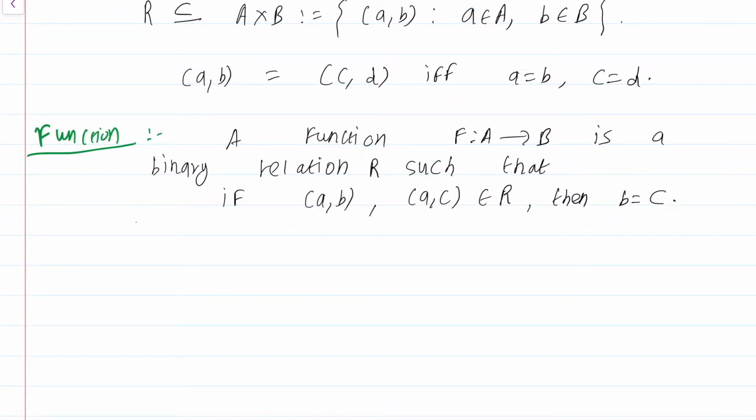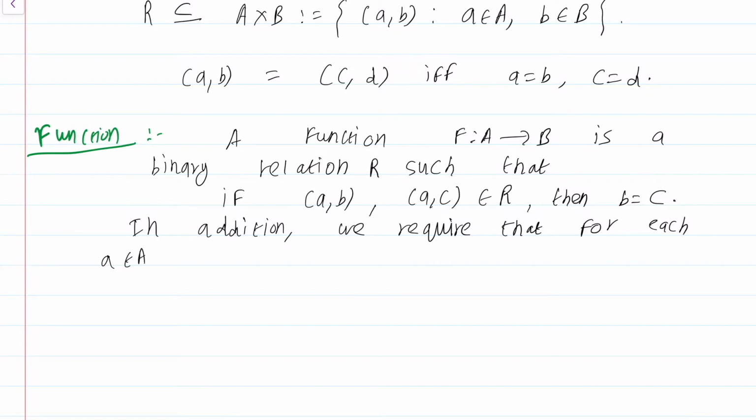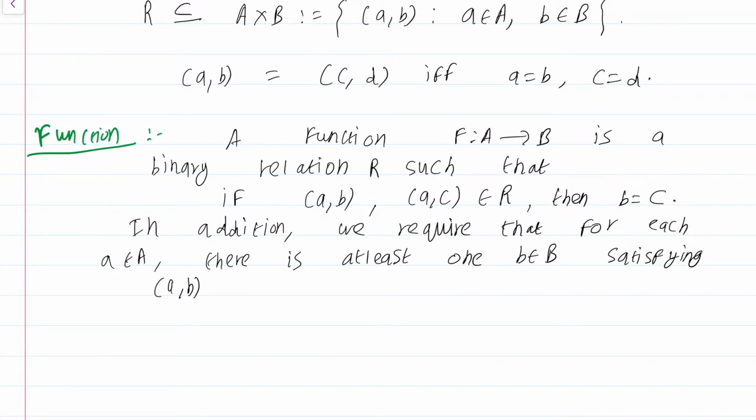In addition, we require that for each a in A, there is at least one b in B satisfying (a, b) is an element of R. So a function is a special type of relation between the sets A and B. The characteristic property of a function is that every element of A is related to some element of B, and every element of A is related to exactly one element of B.